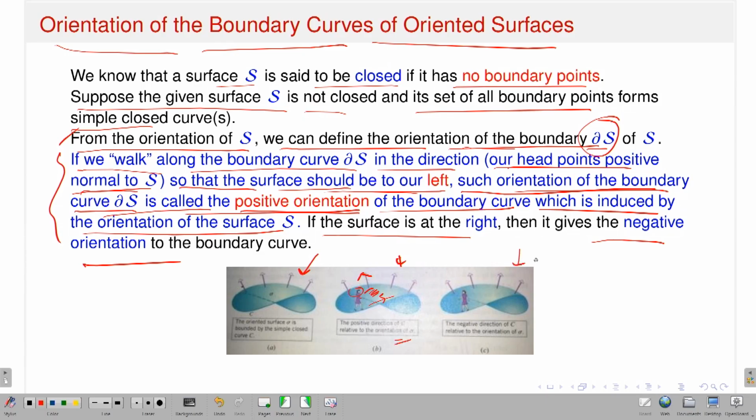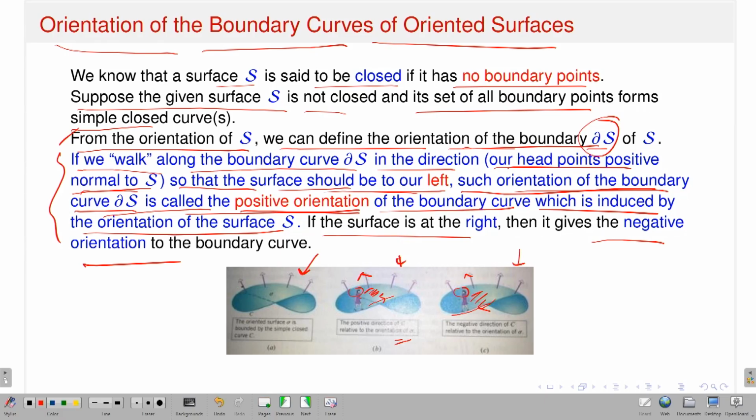However, look at this picture. Instead of going in this direction, if I move in this direction, the normal is again pointing outward, towards my head. But now, if I move in this direction, the surface is on the right-hand side. So that is what is called the negative orientation of the boundary curve. Okay.